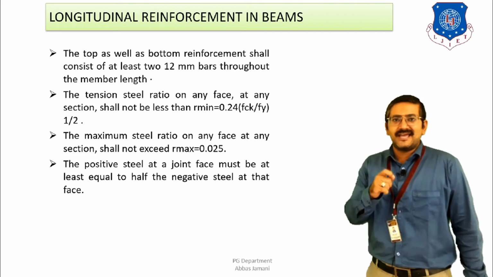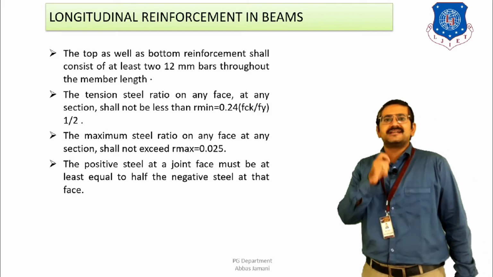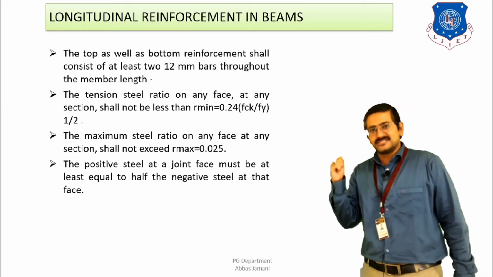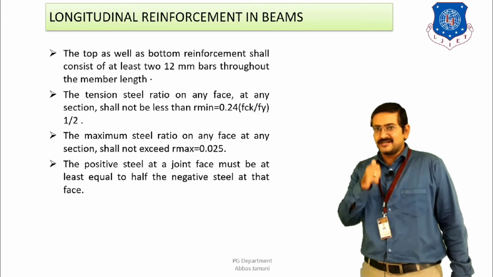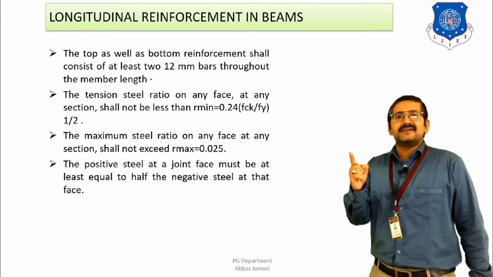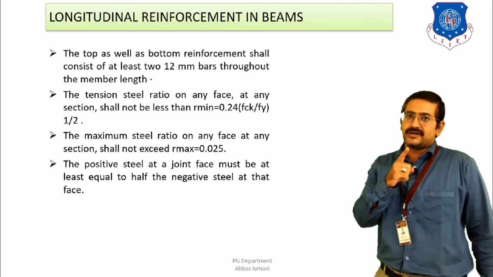Now these guidelines are to be followed for primary members only, that is, the members that take part in the lateral load resisting system. For secondary beams, these clauses will not be applicable. That has to be understood, right? So for beams going from column to column, if the frame is a lateral load resisting frame, then these guidelines of IS 13920 have to be followed.